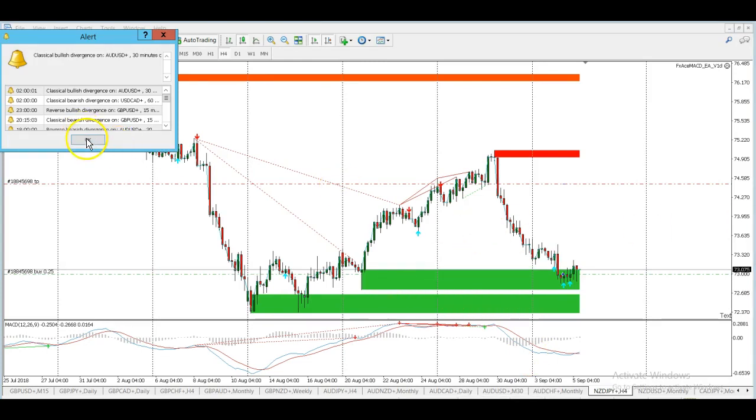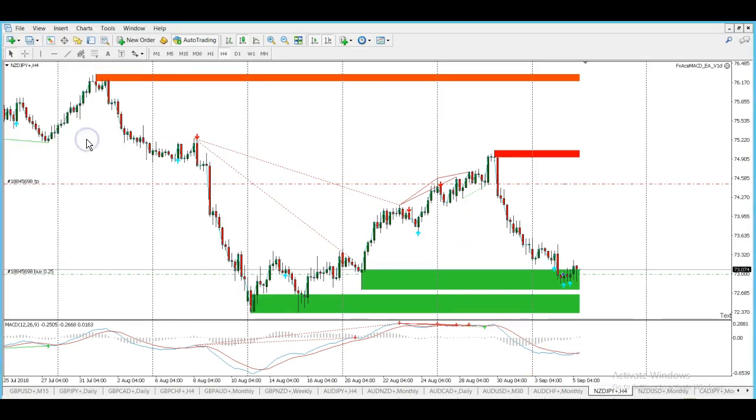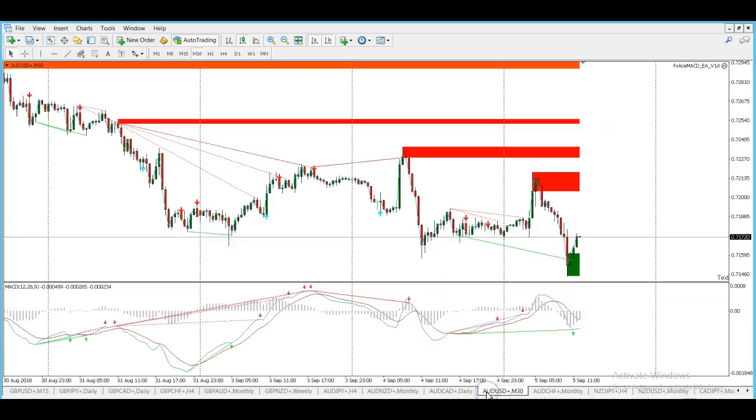Okay, so the trade was the Kiwi Japanese yen. You can see we're still in it. The robot's entered the trade. My target's up here, so I'm just going to let that play out. Now I did just give a signal there. The Aussie. You can see this Aussie trade is.